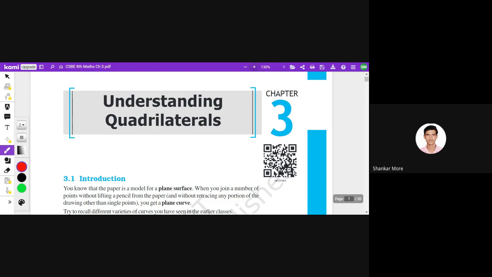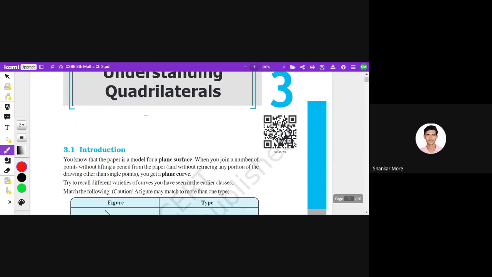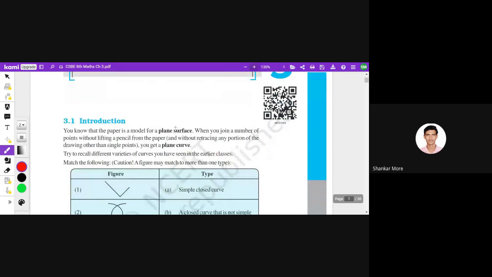Okay. So, students, our third chapter is understanding quadrilaterals. Okay, so you may have some background about this chapter or this topic particularly. You might have learned about a few of the quadrilaterals in the last standard, that is in the seventh standard, right? So we're just going to take some revision, a refresher, for the things that you have learned in the seventh standard, right?